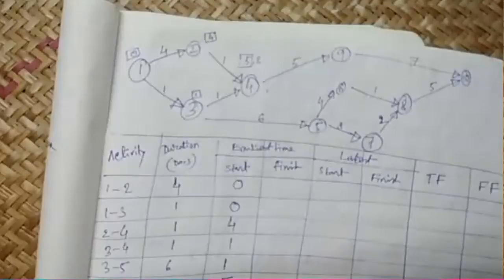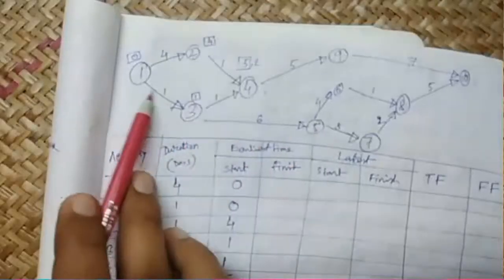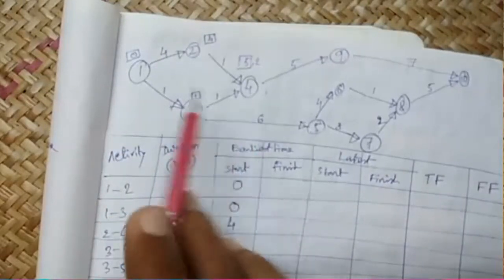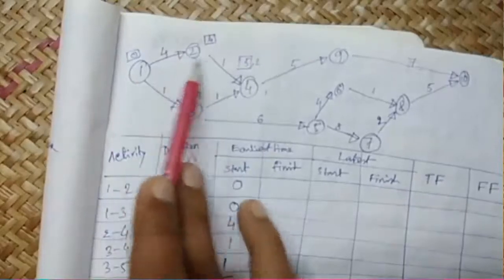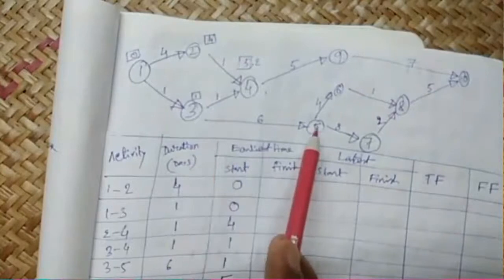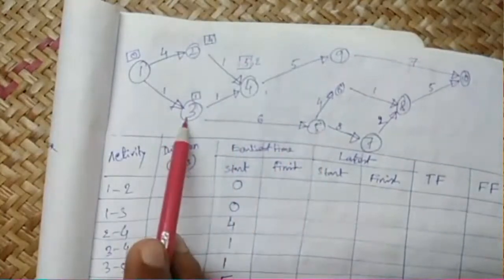Which activity are you talking about? Why, sir? 3 to 5? So this 3 5 can be started right after this 1 3 has been completed. Yes, sir. But 4 cannot be started until all its predecessors have been completed. This 3 5 has only one predecessor, that is 1 3.